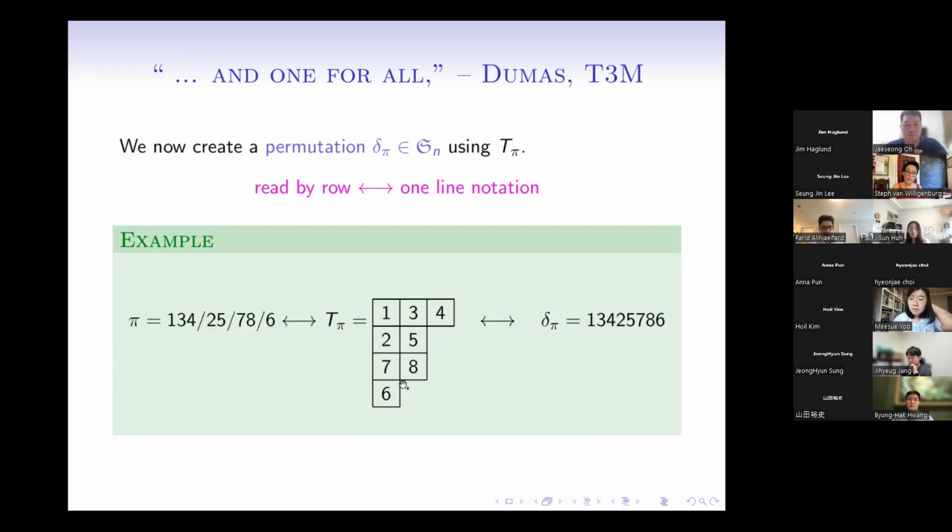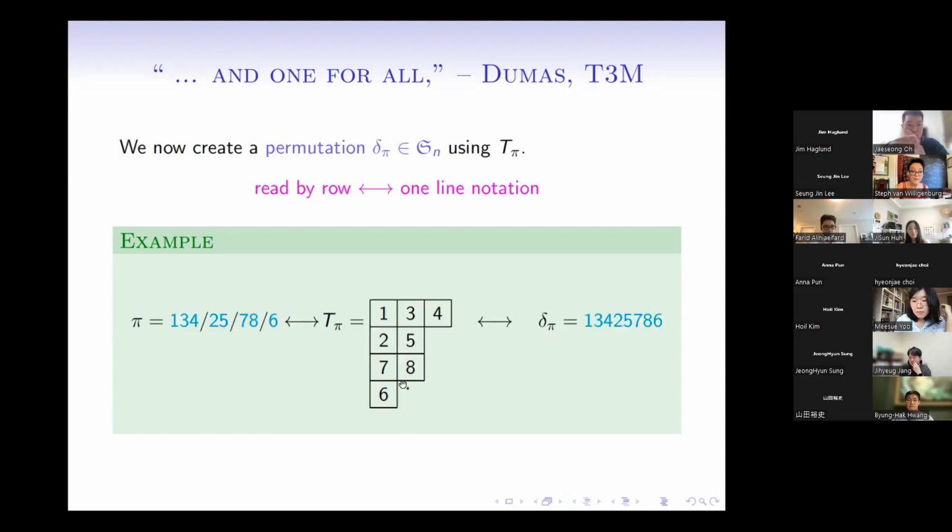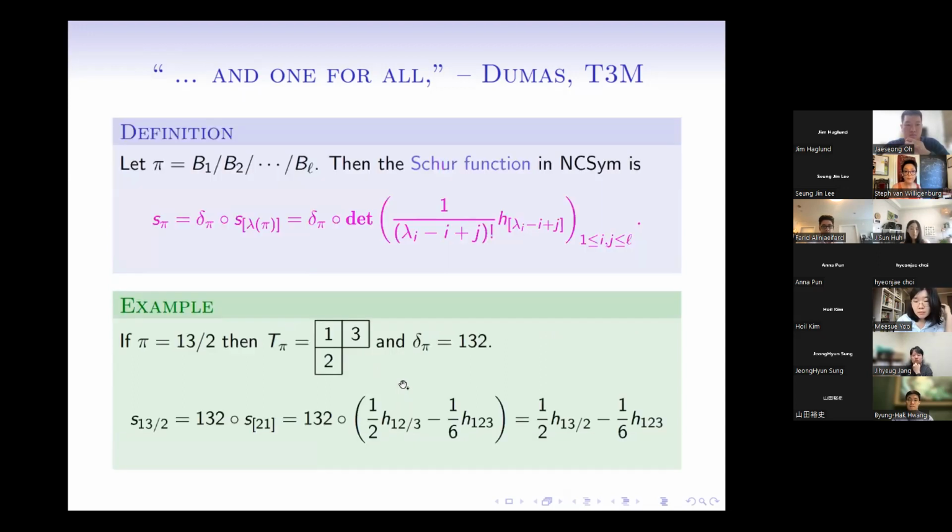And so in this way, we know from the last slide that our t pi was associated with a set partition. Now we've got our t pi is associated with a permutation, and so we've got that our set partitions are now associated to a permutation. And then with this in mind, the Schur function in non-commuting variables is going to be defined as follows. We say that S pi is going to be equal to delta pi, which was a thing we made on the previous slide, and then we're going to have that act on our source Schur function, which we had on the slide before that. And that's it.